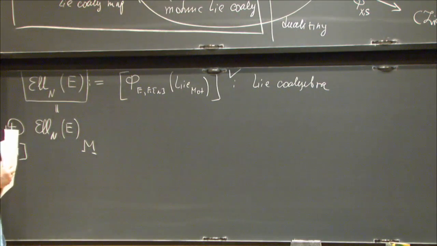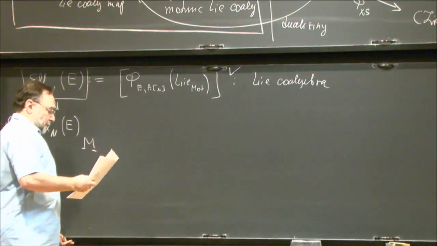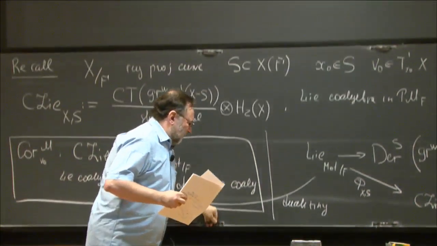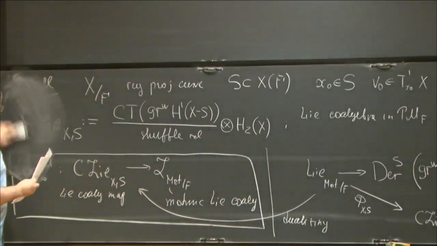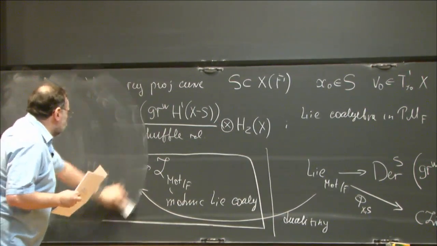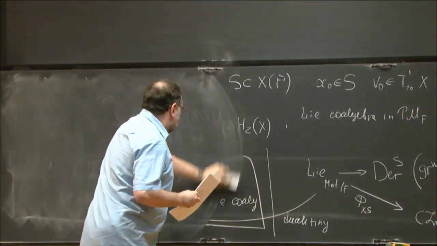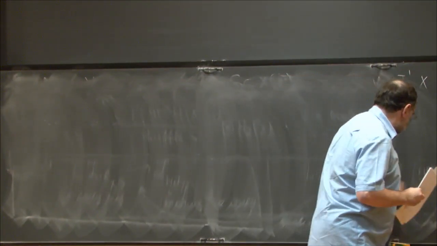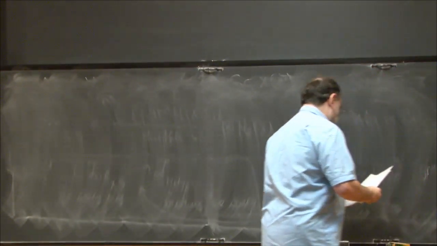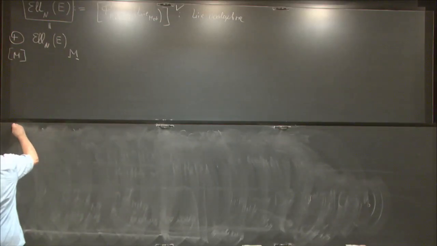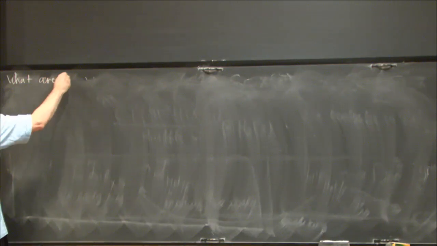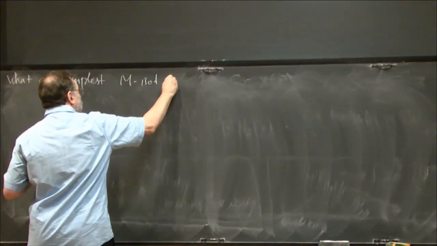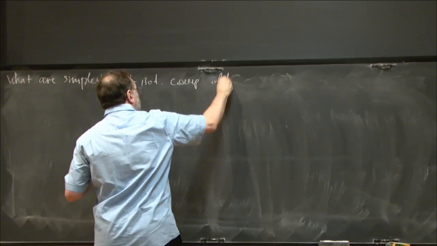Wait a second, let me get to the main blackboard. So I wanted to study the simplest non-trivial part of this Lie algebra. But I need to list the things which are trivial first. And so the question is, what are the simplest isotypical components of this L?